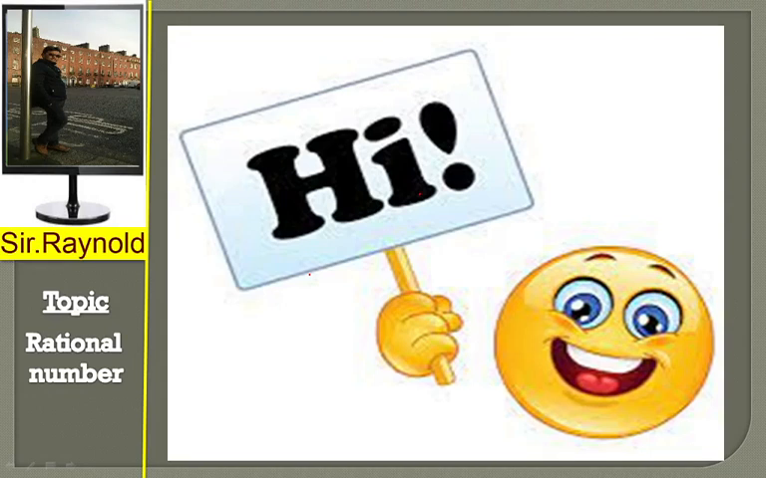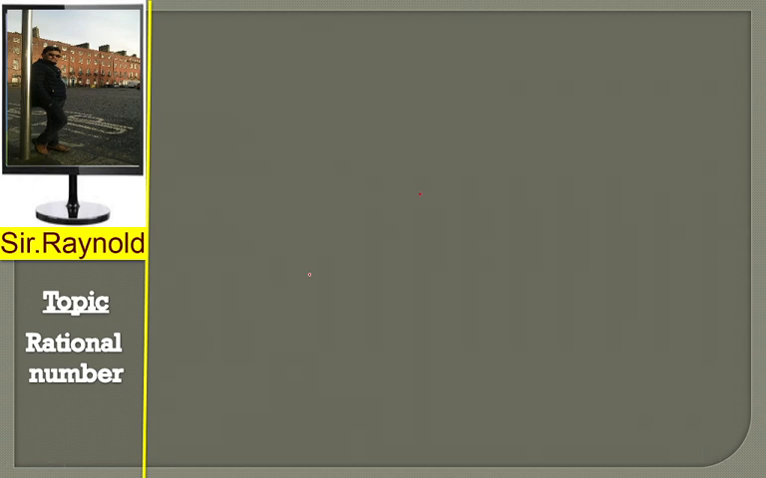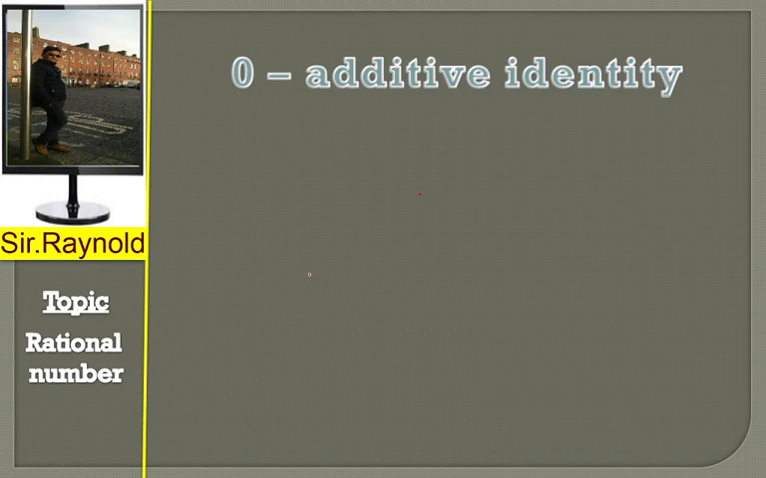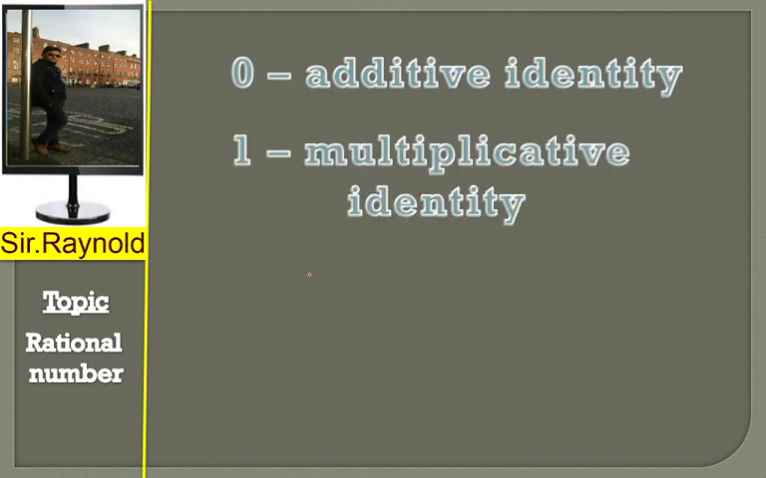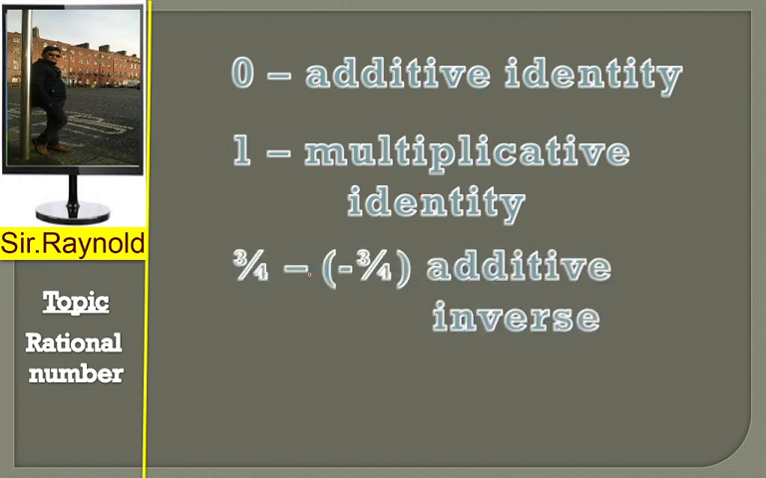Hi student. So let's continue with our rational number and let's do a quick revision of what we have learned in the last class. If you remember, in the last class we learned that 0 is the additive identity, 1 is called the multiplicative identity, and if I give you 3 by 4, then minus 3 by 4 is called the additive inverse.